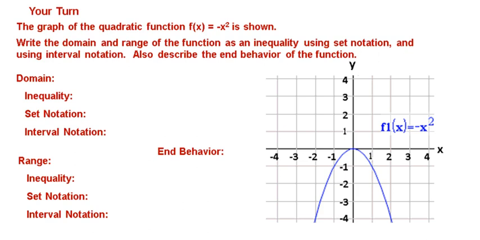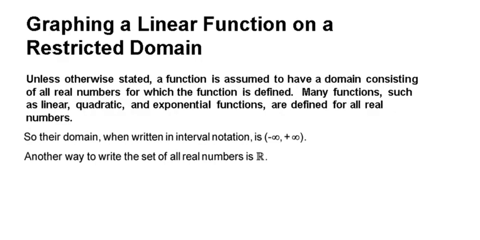Okay, your turn. Graph the quadratic function f of x equals negative x squared. Write the domain and range of the function using inequality, set notation, and interval notation. I'm not going to spend time going over this one here. I invite you, the viewer, to go ahead and do that. You're going to have something similar to what we did earlier, so you can turn back and look at that.